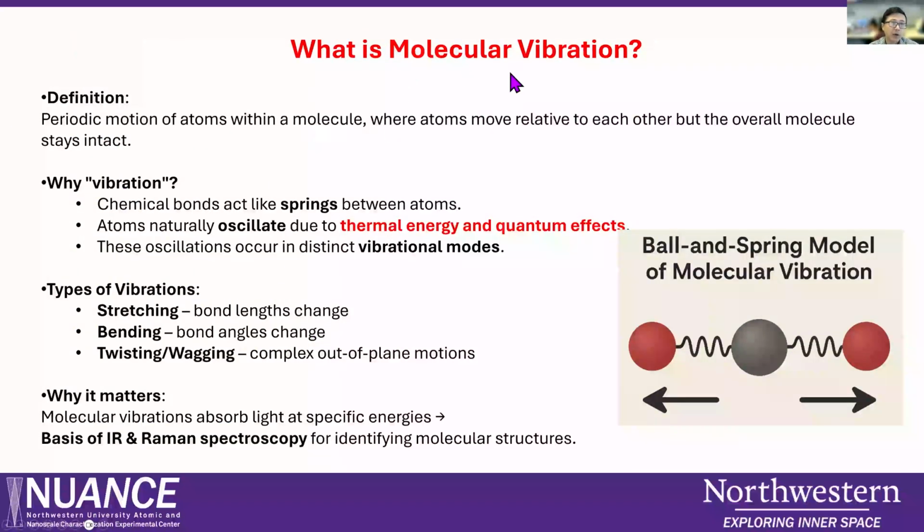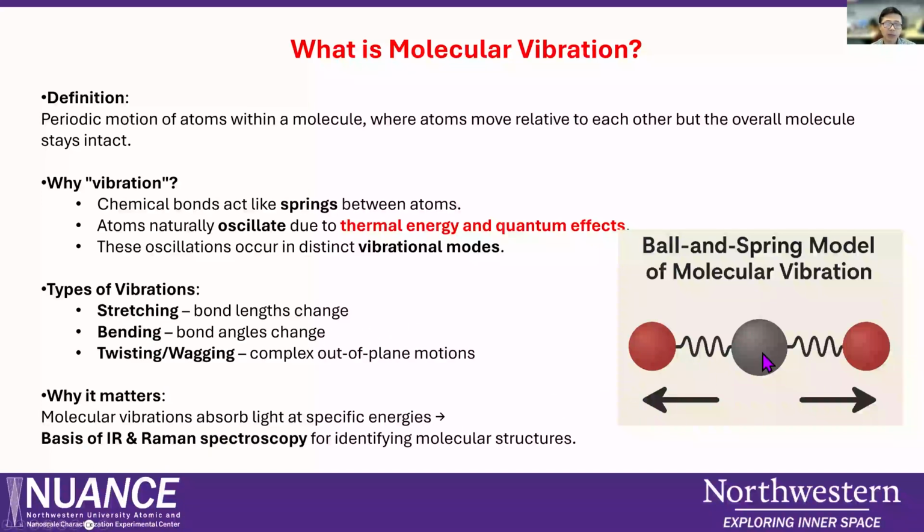And the molecular vibration, its definition is a periodic motion of the atoms relative to each other. This is the ball-spring model: the atoms and the springs vibrate. Why do they vibrate? This is because of thermal energy and quantum effects. These atoms oscillate continually at a certain frequency. And the vibration type can be stretching, bending, and twisting. They can have different vibrations.